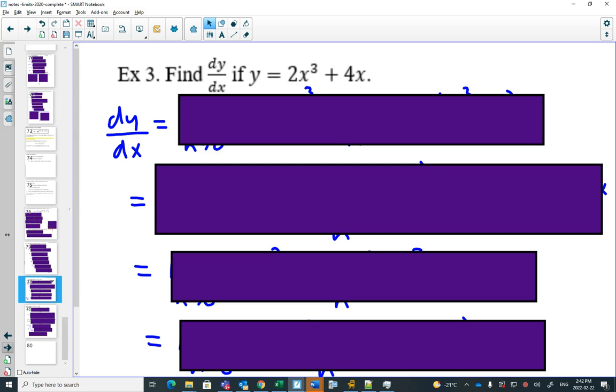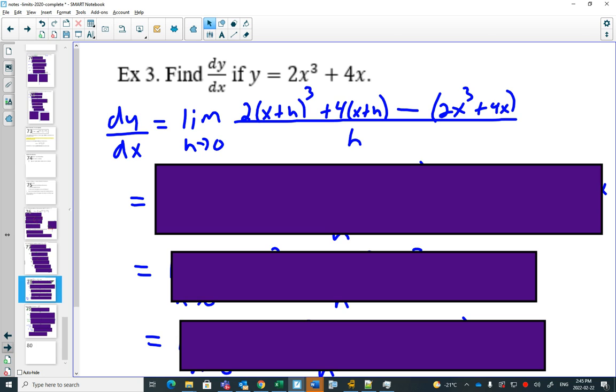dy dx, we're going to find the derivative if y equals 2x cubed plus 4x. So what we need to do is take the definition and plug that into the definition. And this I want you to do the first step on your own. I'll come around and help. So take the definition of the derivative and plug this in.